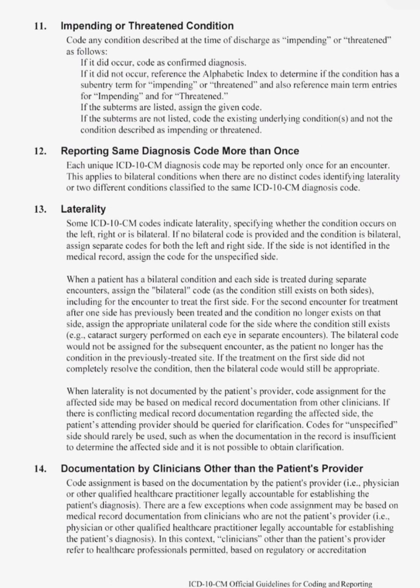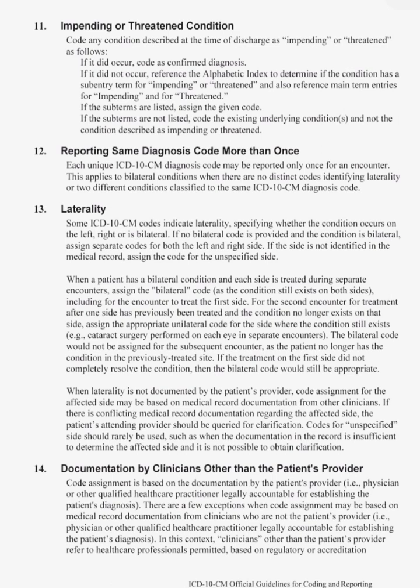Laterality. Some ICD-10-CM codes indicate laterality, specifying whether the condition occurs on the left, right or is bilateral. If no bilateral code is provided and the condition is bilateral, assign separate codes for both the left and right side. If the side is not identified in the medical record, assign the code for the unspecified side. When a patient has a bilateral condition and each side is treated during separate encounters, assign the bilateral code, as the condition still exists on both sides, including for the encounter to treat the first side.